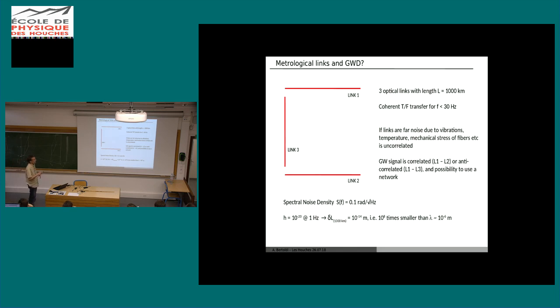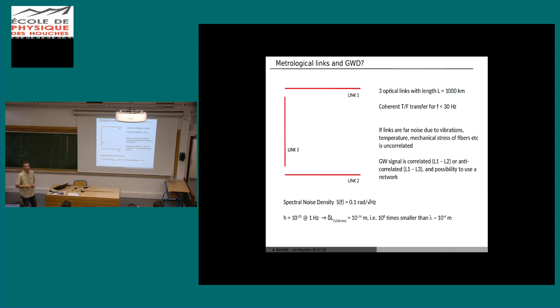You have several links, and you will get a lot of noise in each of these links independently, but this noise could be really well uncorrelated. So the noise due to vibrations, temperature, mechanical stress, or effects due to the fibers should be uncorrelated at a certain point. And then maybe it's possible to dig out the noise and find the effect of a gravitational wave, which should be correlated, for example, between link 1 and link 2, and anti-correlated between link 1 and link 3.